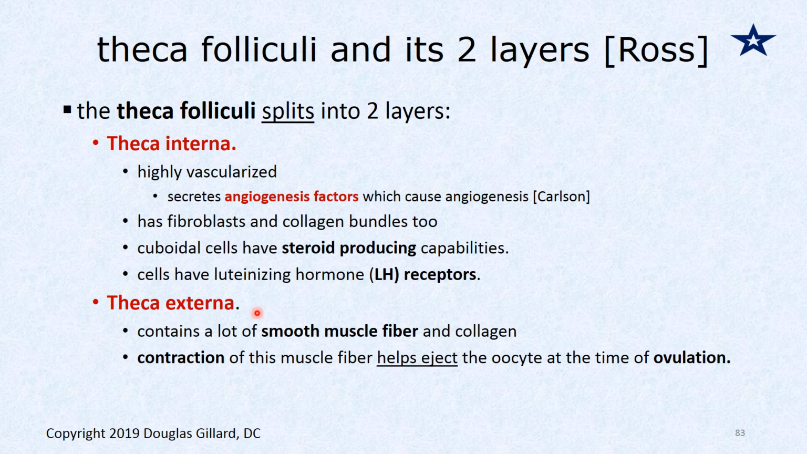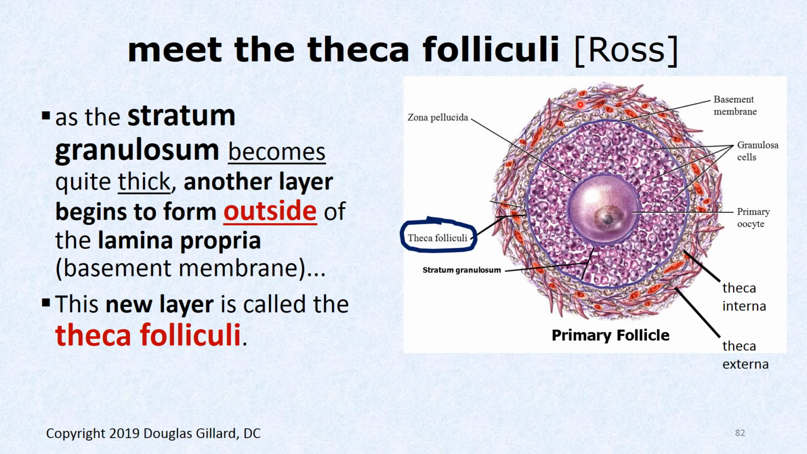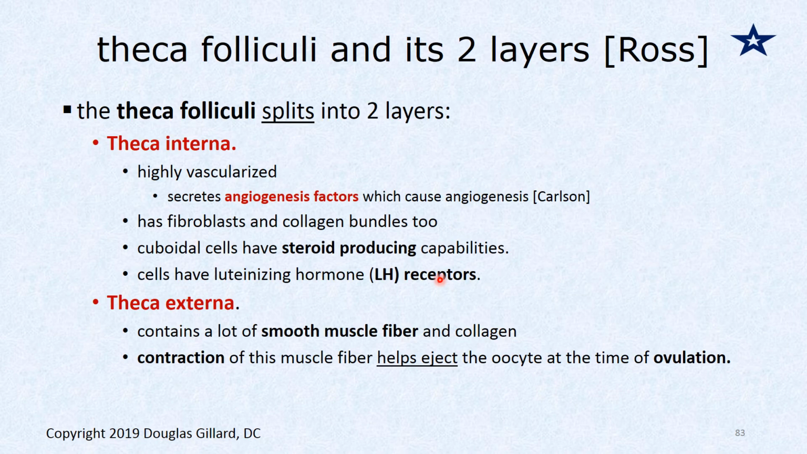The theca externa, that was here, looks a lot more fibrous, right? Although I guess these are blood vessels here, here, and here. So this is a more fibrous layer, but there's actually smooth muscle here. This smooth muscle, as we'll see, is going to help us squeeze the oocyte out of its little capsule, out of its follicle. We're going to eject that oocyte and leave the follicle behind.